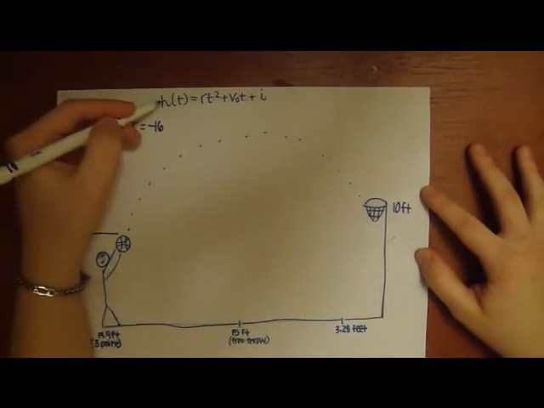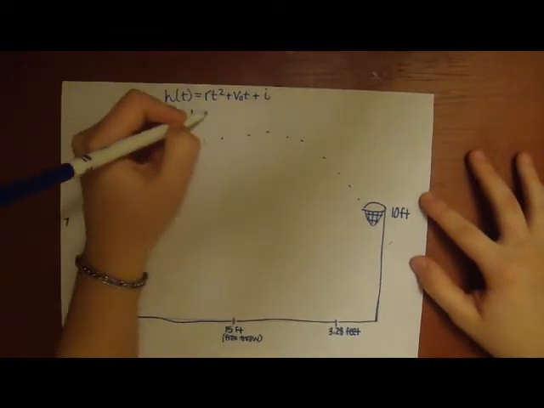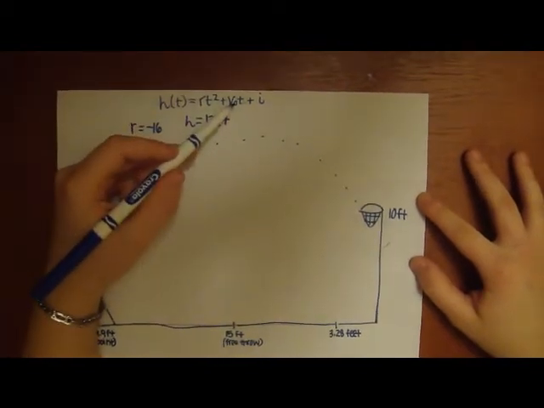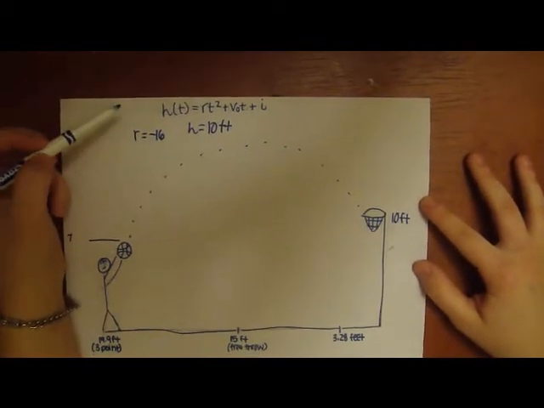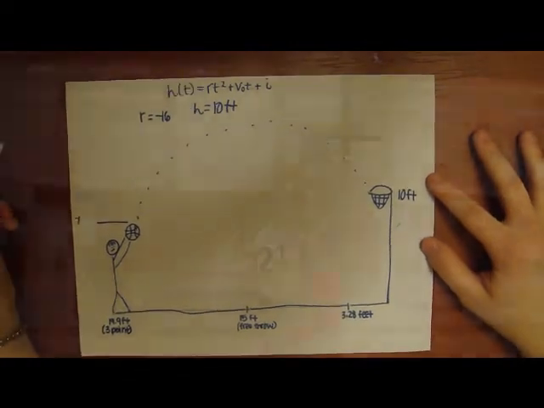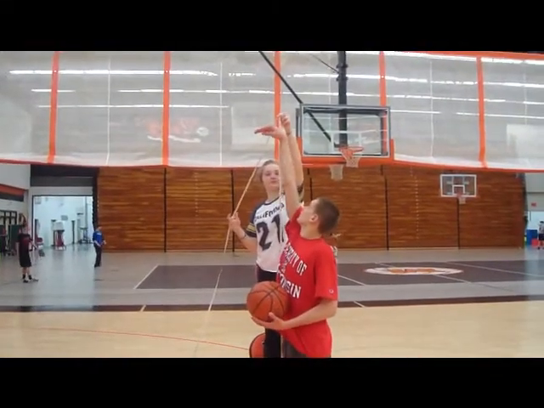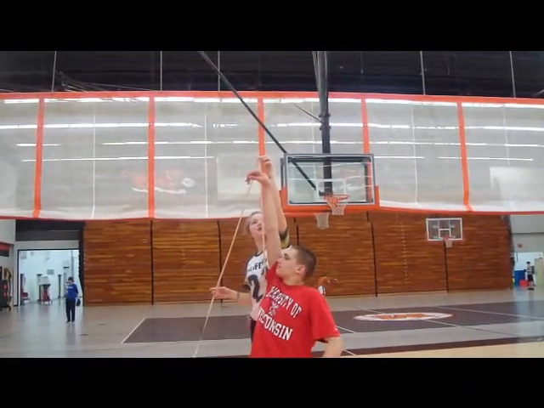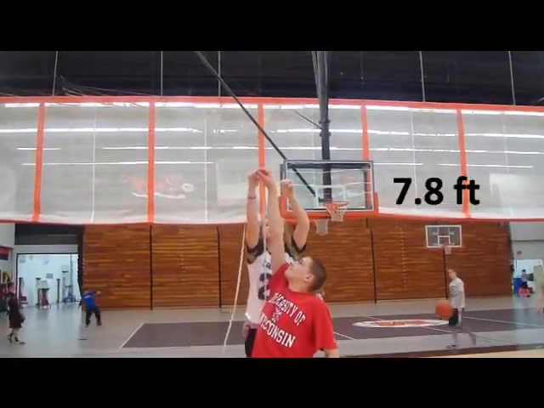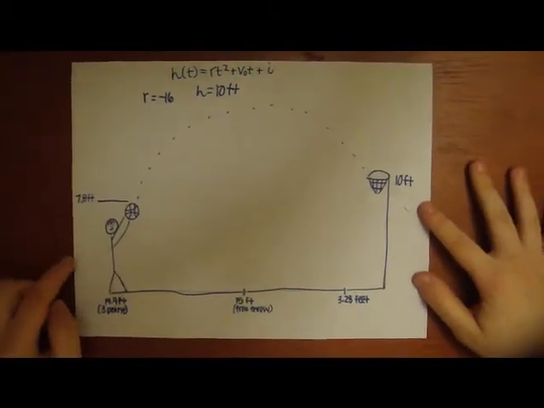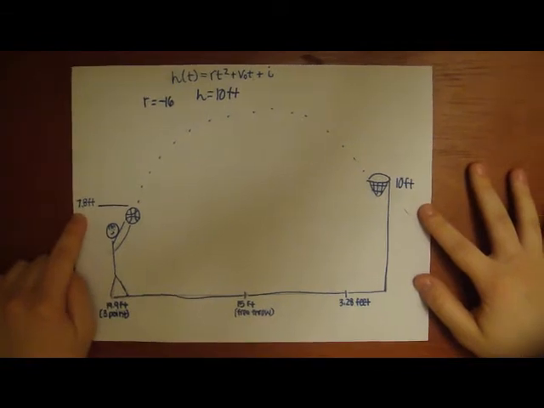And we know h because the top of the basketball hoop is 10 feet. All we need to find is i, which is the initial height the ball is shot from. Our next video shows where the ball is released when Isaac shoots. We measured the top of the shot and the initial height, which was 7.8 feet.